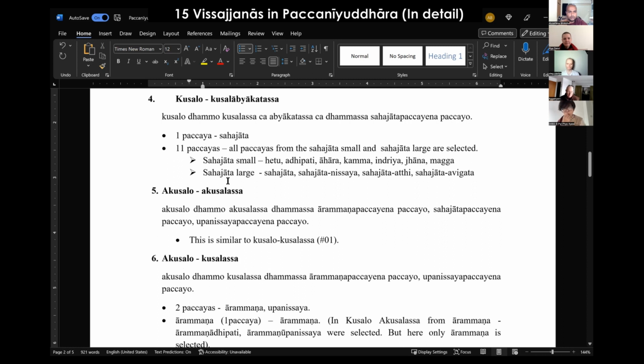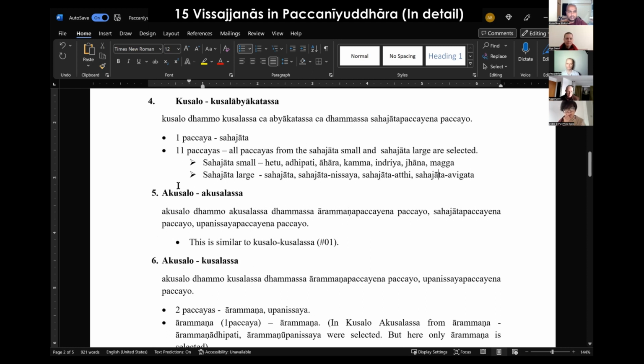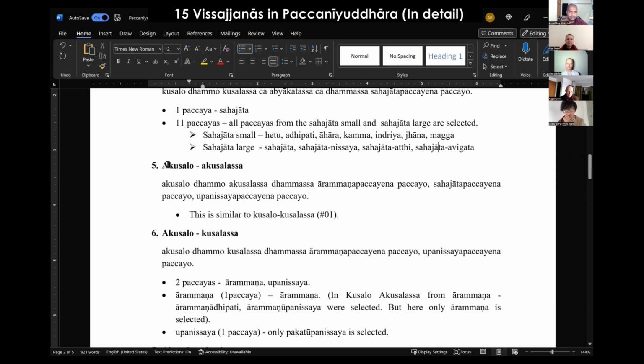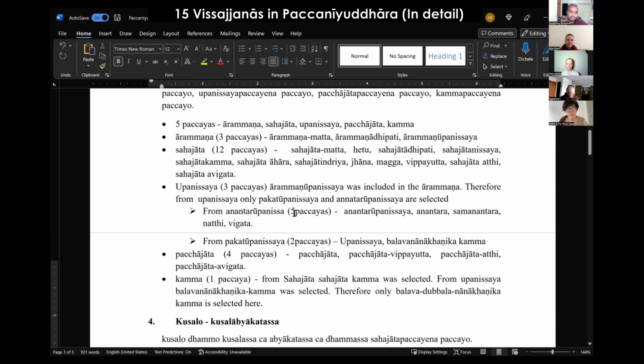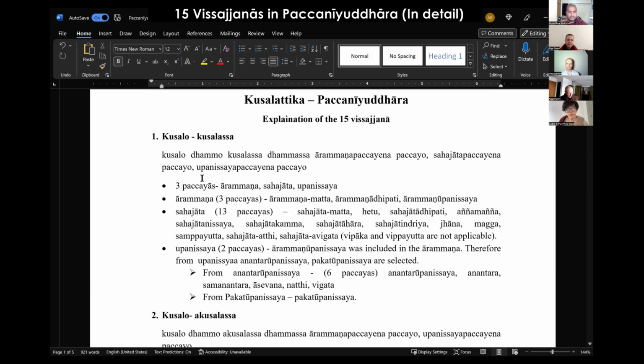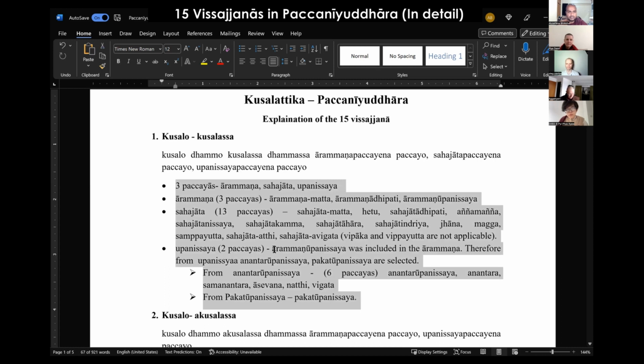And then we move into the Akusala Pada, right? So the fifth one, Akusalo Akusalassa. In the Pali it says, Akusalo Dhammo Akusalassa Dhammassa nārammaṇapaccayena Paccayo, Sahajata Paccayena Paccayo, Upanissaya Paccayena Paccayo. We have the Pali like that. So this is similar to Kusalo Kusalassa, so it's not explained here. The withdrawal of the Paccayas is the same as in Kusalo Kusalassa. The theory is the same.